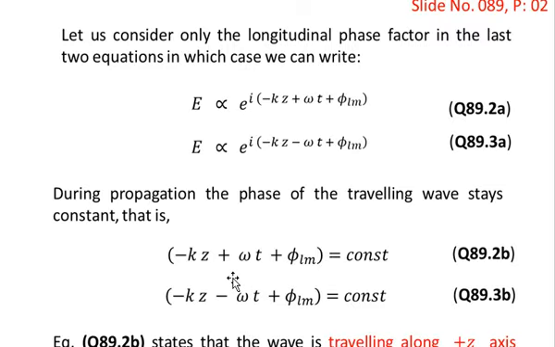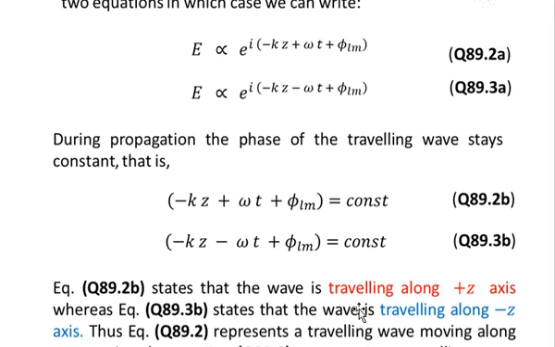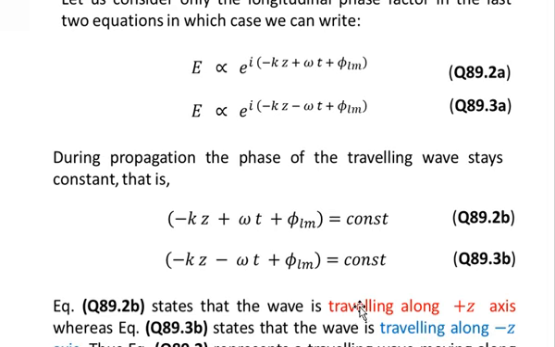For equation number 2b, I have minus kz plus omega t plus phi Lm is equal to constant. And from equation number 3a, I am setting the phase equal to constant, and then I have minus kz minus omega t plus phi Lm is equal to constant. Now I am going to explain these two constant phase factors. Let's concentrate first on equation number 2b.